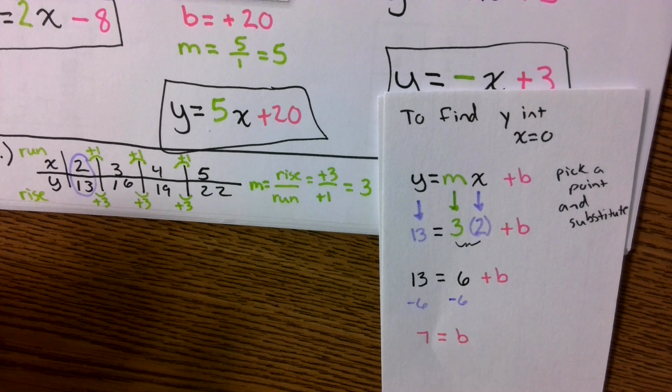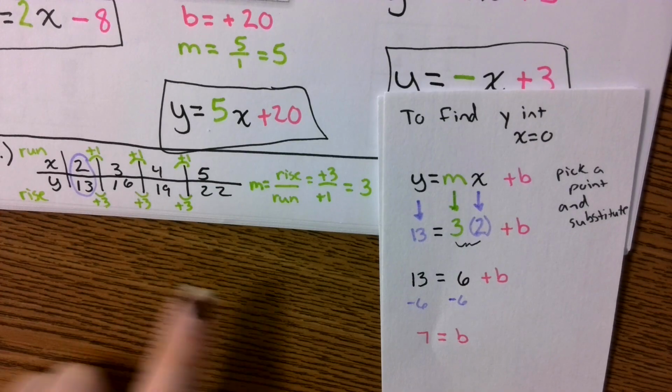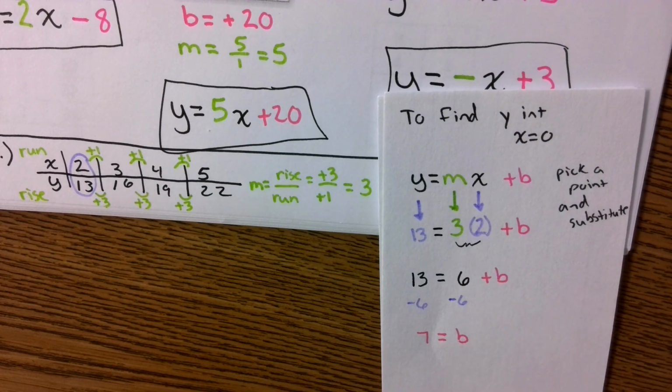Okay? When you are given a table of information and they don't give you x at 0, you can still figure out what it's going to be.